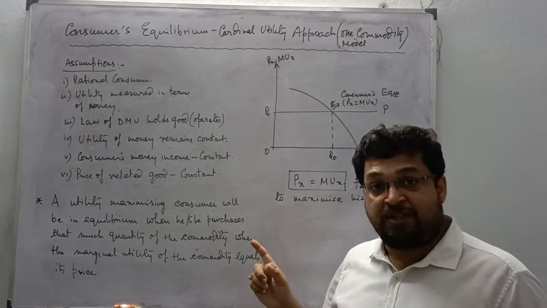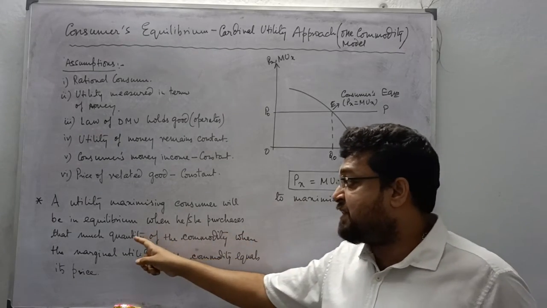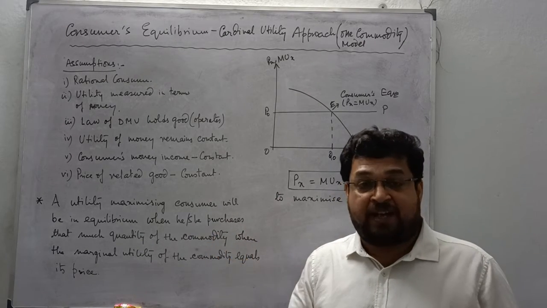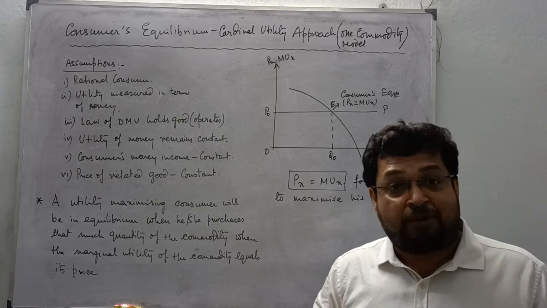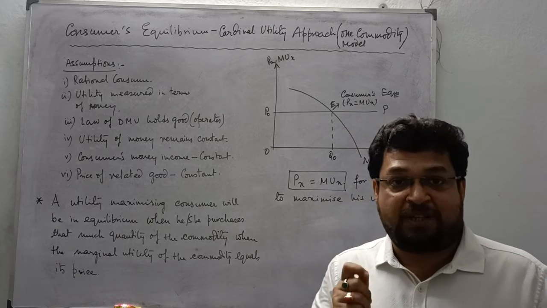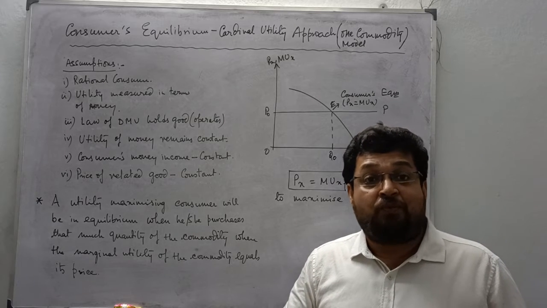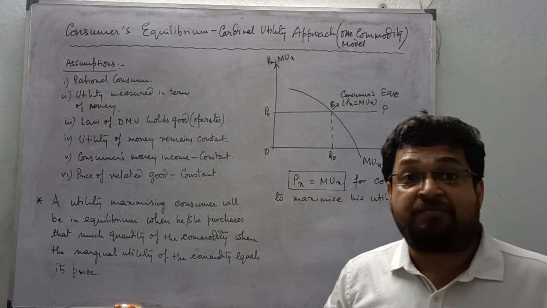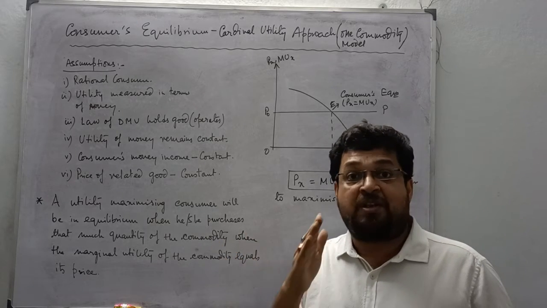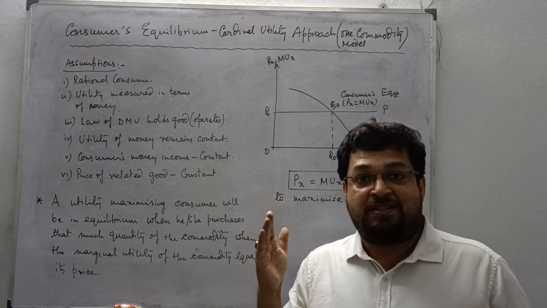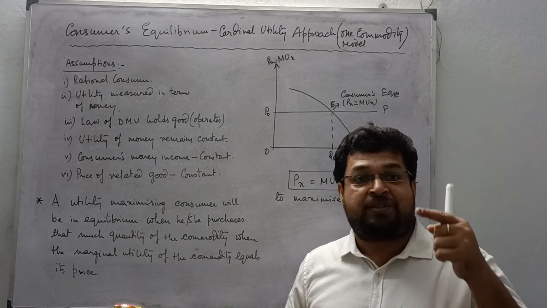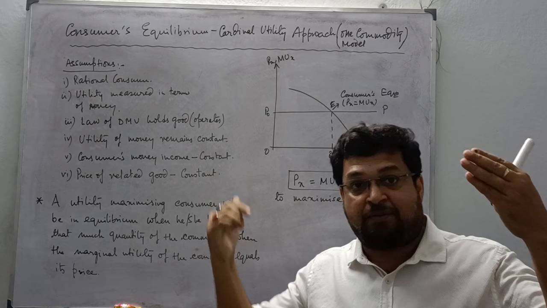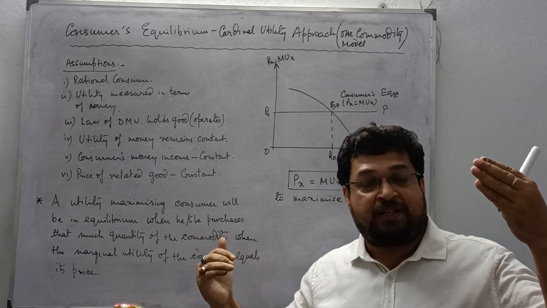We know what marginal utility is. So when he or she purchases that much quantity of the commodity where the marginal utility for a particular unit will be equal to the price of the commodity. So many units are consumed. Suppose after consuming 4 units, because for 1 unit, 2 units, 3 units, as we go on increasing the consumption, the marginal utility is gradually decreasing. That we have already learned.